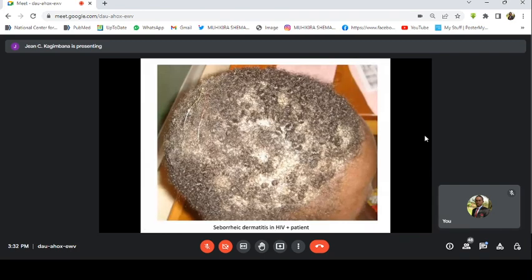Look at this patient. I know this patient, greasy and thick scales on the scalp. This is a severe seborrheic dermatitis of the scalp, okay? In the end stage of HIV, AIDS, okay?